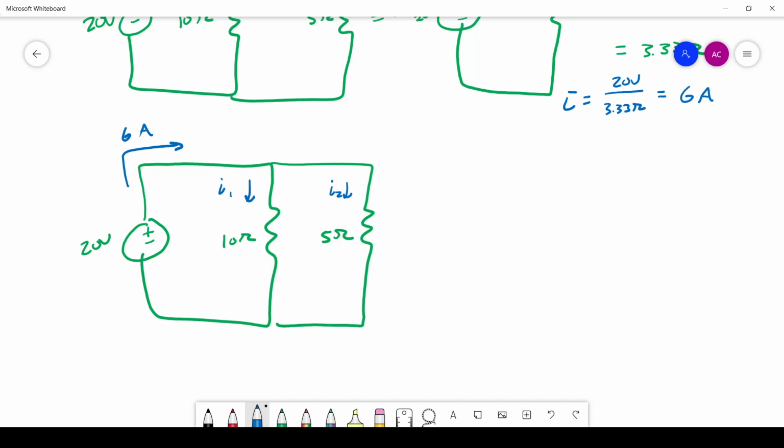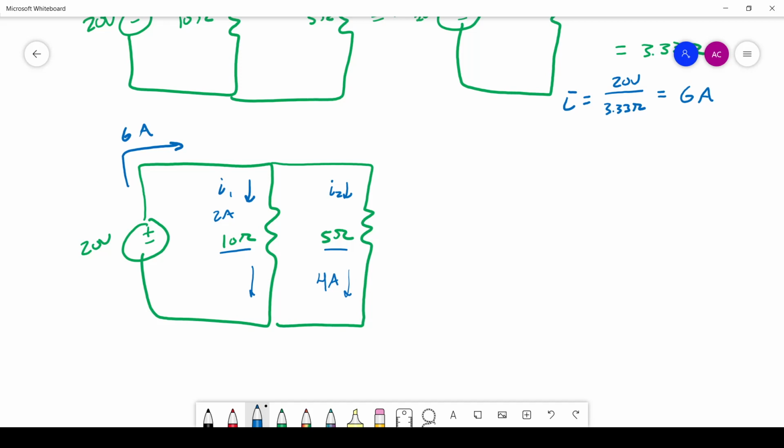Now what we can do is look here and try to make sense out of this. We have 6 amps coming in, and we have twice as much resistance in the left branch as we do in the right branch. That means that twice as much current is going to flow through the right branch because it has half as much resistance. We can use this to further solve, and that arrives at the same conclusion: 2 amps coming through this branch and 4 amps through the second branch.